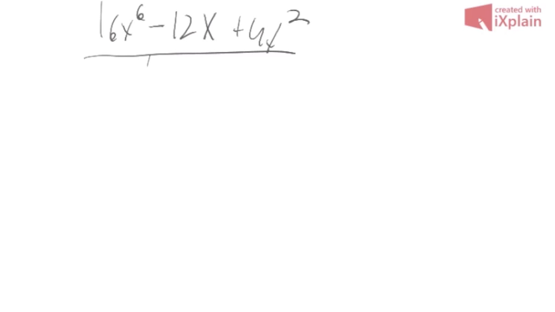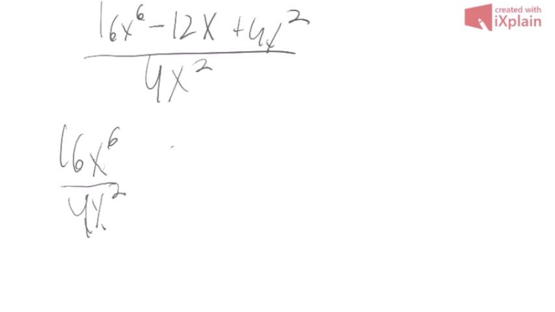Now, for our next problem, it's going to be 16x to the 6th minus 12x plus 4x squared divided by 4x squared. Look a little familiar? So, you take 16x to the 6th divided by 4x squared. Then you take negative 12x and divide that by 4x squared. So remember, there's a subtraction sign up here right in front of the 12x.